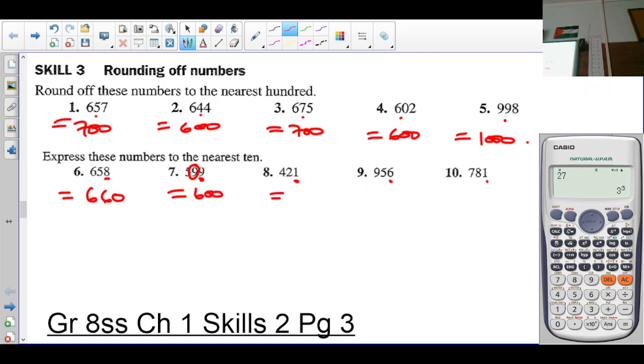The next one, 420. The next number, 960. And the last one, 700. Okay, any confusion there? You all understand? Alright, so that basically brings us to the end of skill 3.